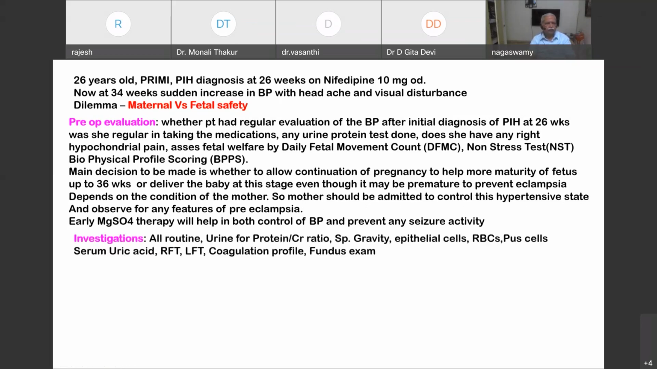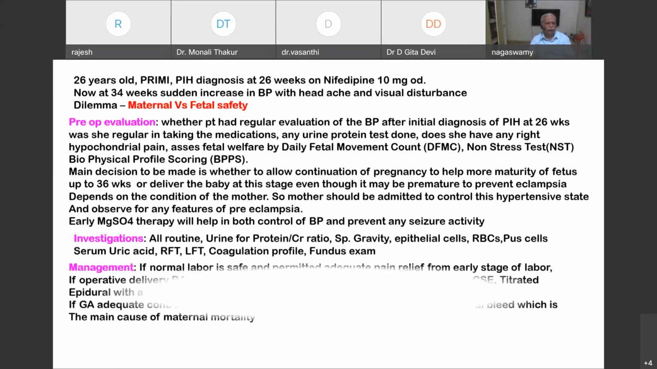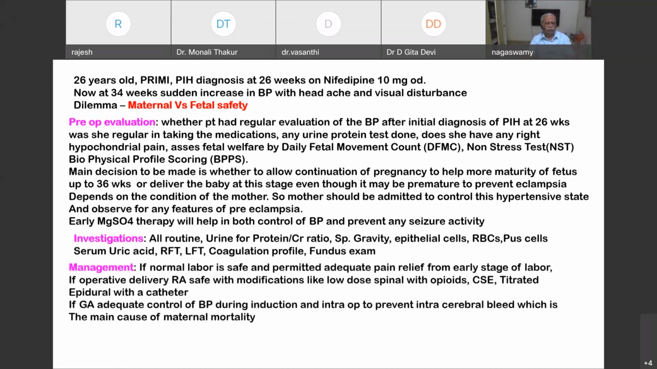Then investigations: routine urine protein, creatinine ratio, specific gravity, epithelial cells, RBCs, all these things have to be done. And liver function test, coagulation profile, and fundus examination to be done. Management: if normal labor is safe, it is permitted with adequate pain relief from an early stage of labor. If operative delivery, regional anesthesia with modifications like low dose spinal with opioids, or combined spinal epidural, or titrated epidural with a catheter, these are all the choices.